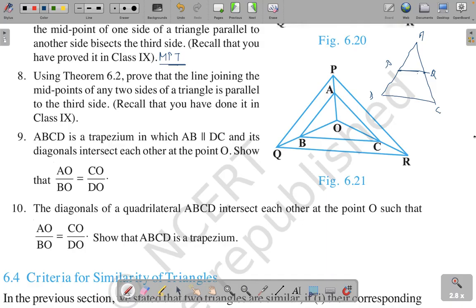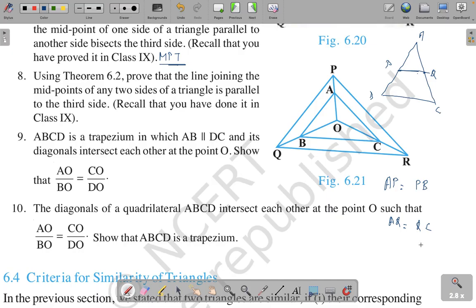So by the same approach as the last question. But in the last question you were given PQ is parallel to BC; here you have to prove this. So we know AP is equal to PB, and AQ is equal to QC.